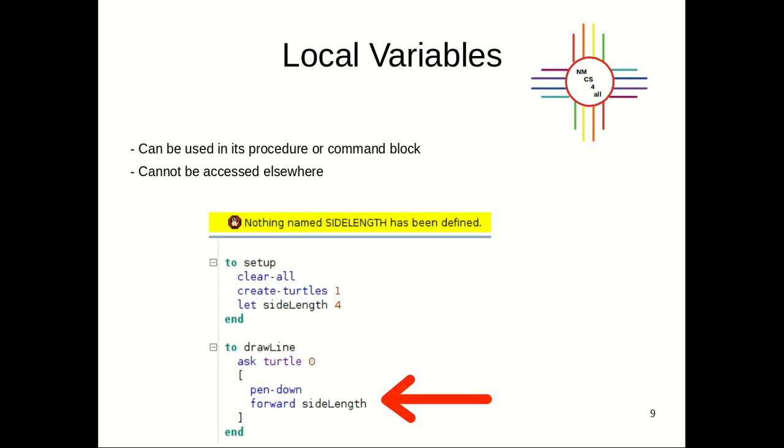One type of variable programmers will encounter a lot is the local variable. Local variables can be used in a procedure or command block where they are declared. They cannot be accessed elsewhere. This coding example illustrates an error. Since the variable side length is declared in the setup procedure, it cannot be used in the drawLine procedure, causing an error.